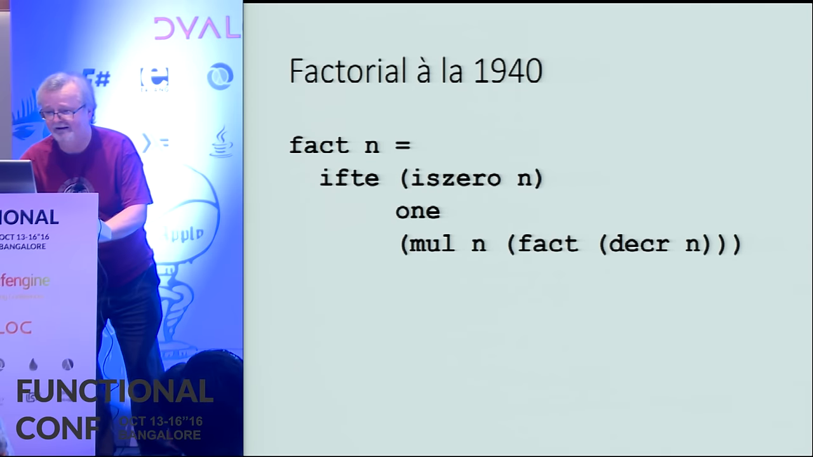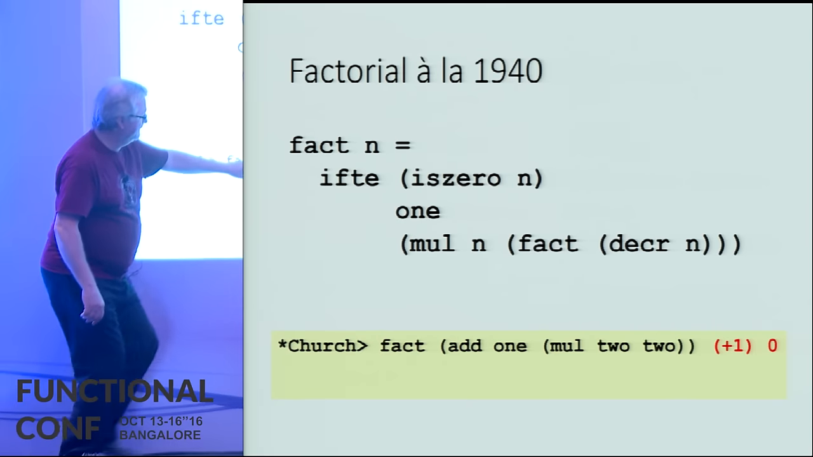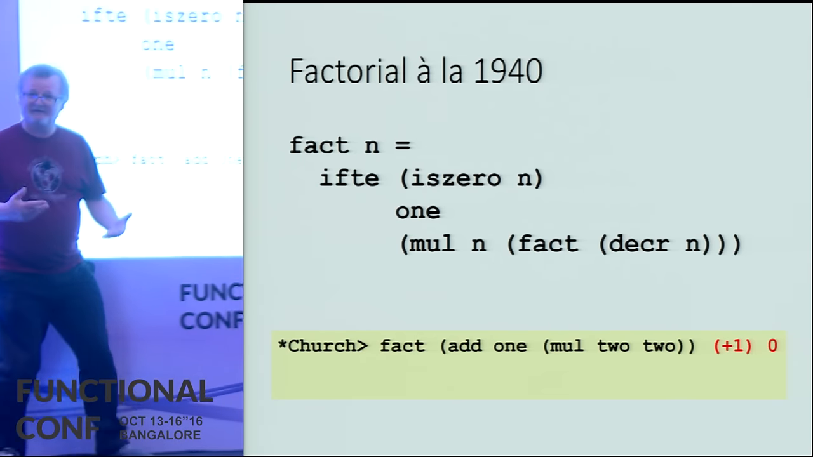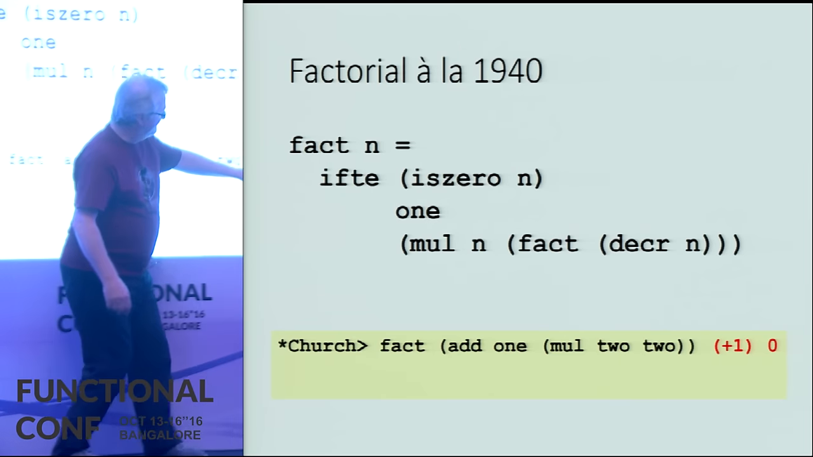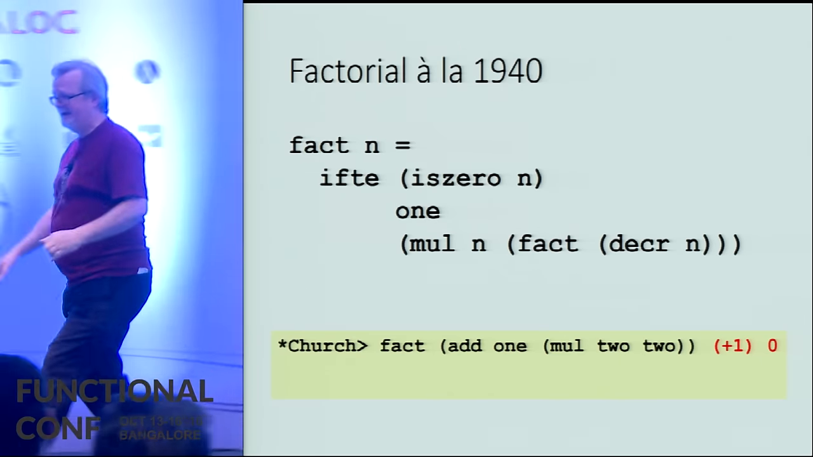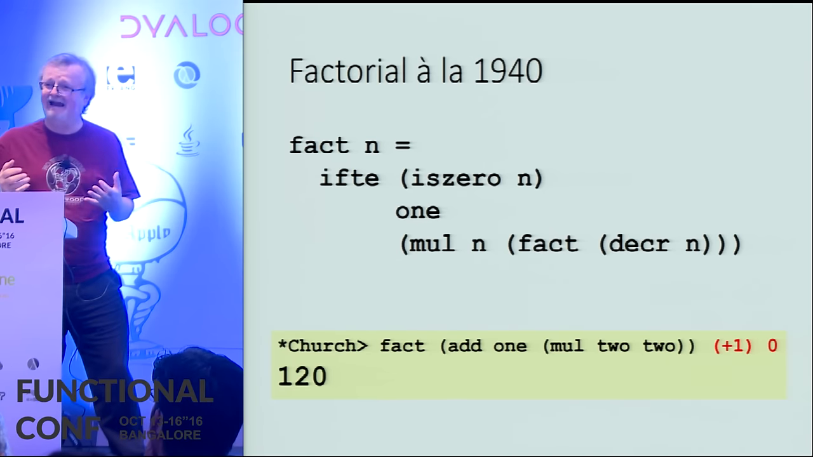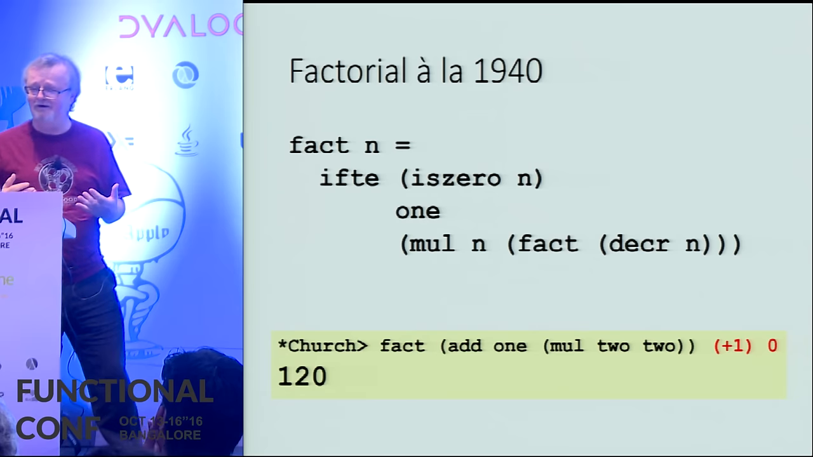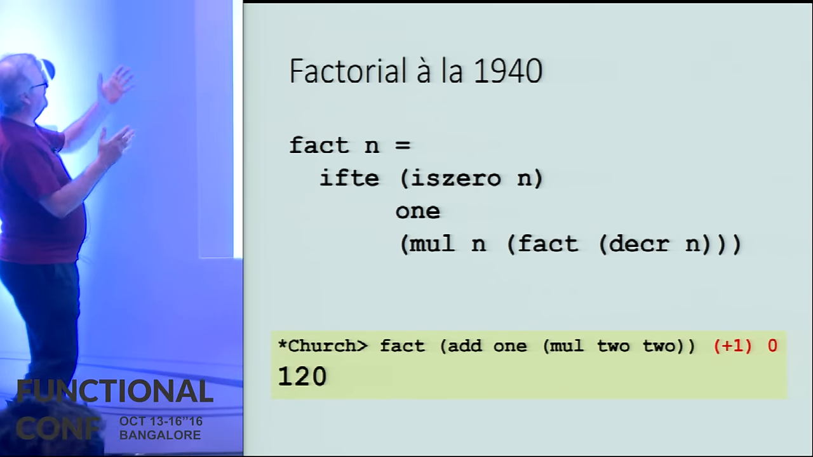Does it work? Sure. In the Haskell interpreter, I can take factorial of 1 plus 2 times 2. That's factorial of 5. And that many times, I'll iterate incrementing 0. And what do I get? 120. That's right. And it's not even terribly slow. So there we are. There's factorial.